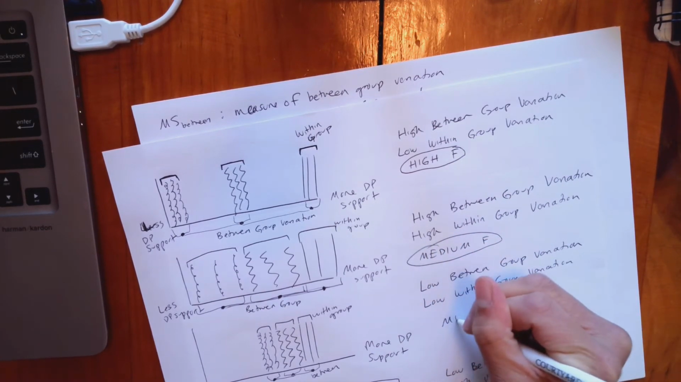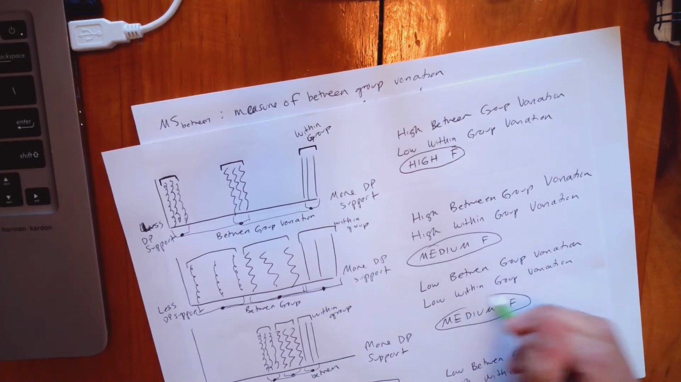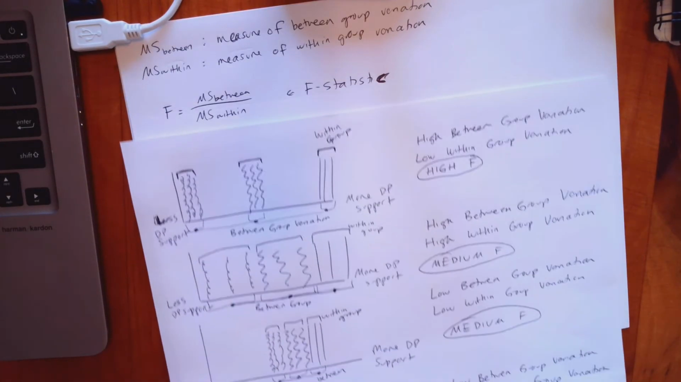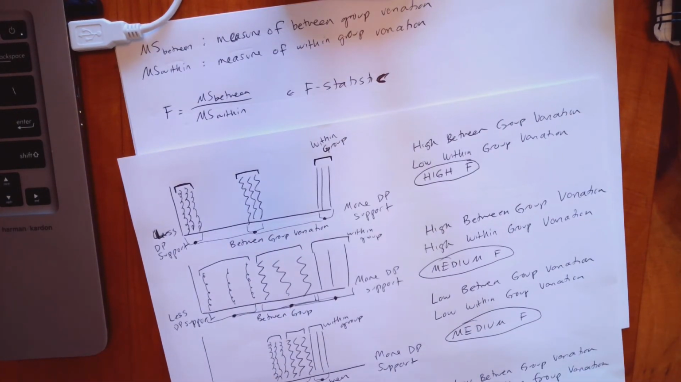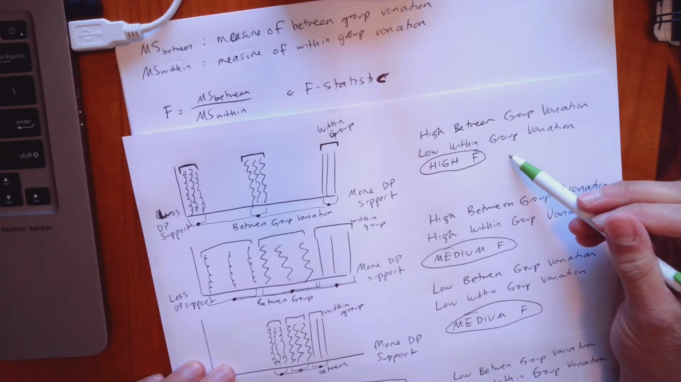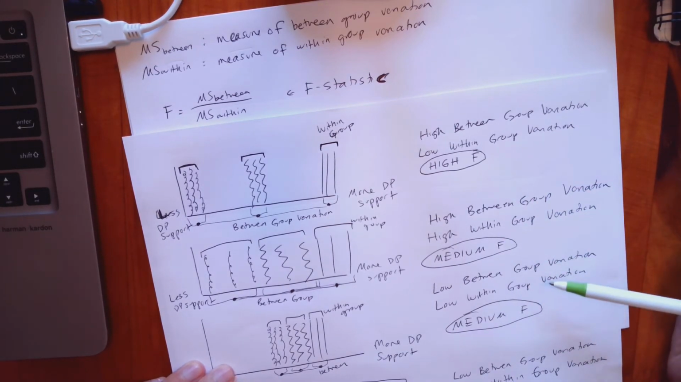If you're in either of these scenarios, where you either have a lot of between group variation and within group variation, or low between group variation and low within group variation, you'll end up with sort of a medium or moderate sized F statistic. So it's going to be a big number in this scenario. It's going to be not a huge number, but not a tiny number in this scenario.